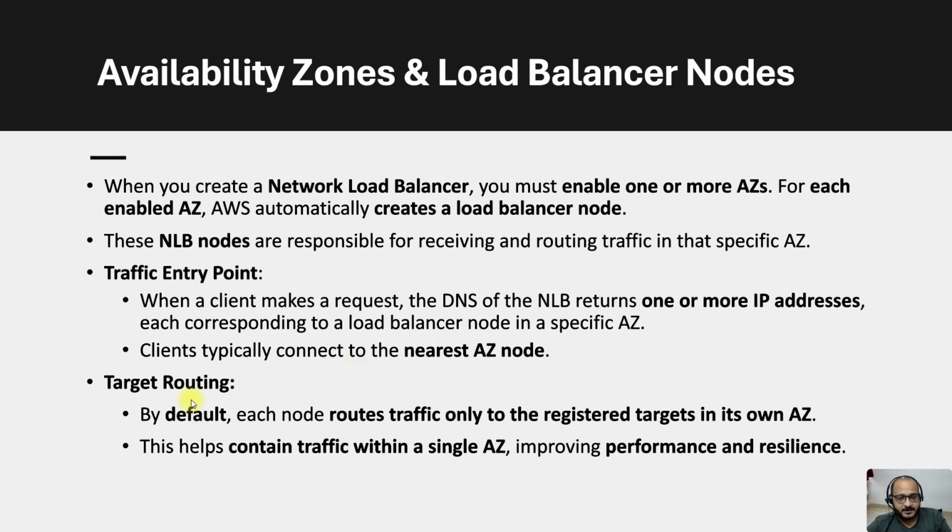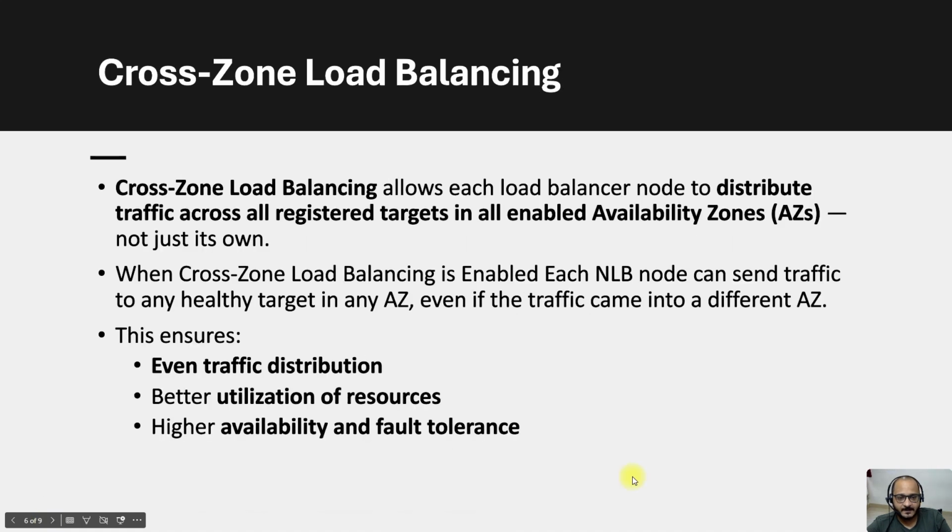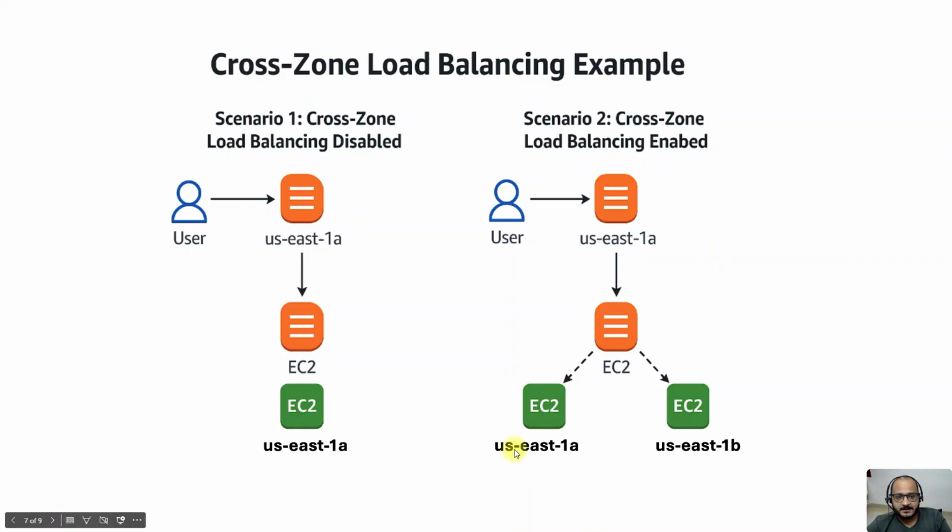Then we have target routing. By default, each node routes traffic only to the registered targets in its own availability zone. Let's understand this availability zone concept with the help of a diagram. Let me go to my next slide. Okay, I'll come to this slide a little later.